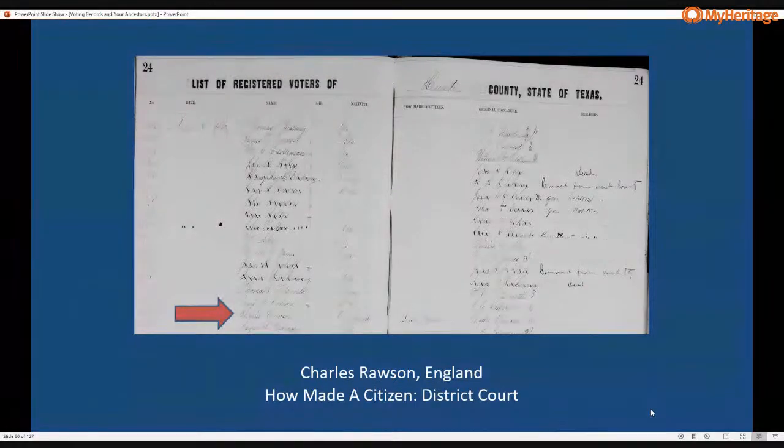Here's another example. This is Charles Rawson. His nativity, or where he was from, is England. And it says, how made a citizen: district court. So what does that tell us? That he was made a citizen through the district court and he was from England. That will send us, hopefully, to those records to find where he was naturalized, where he became a citizen. And how did we find this out? In a set of voter records. You just can't know what you're going to find when looking at these kinds of records.